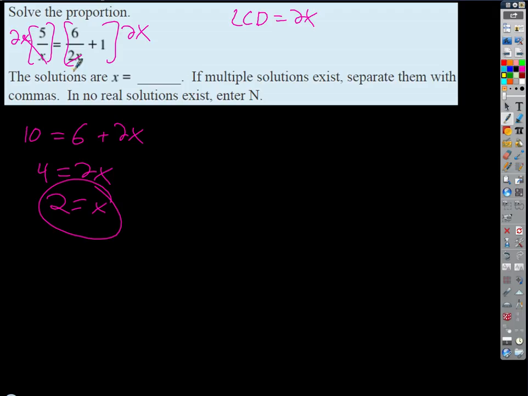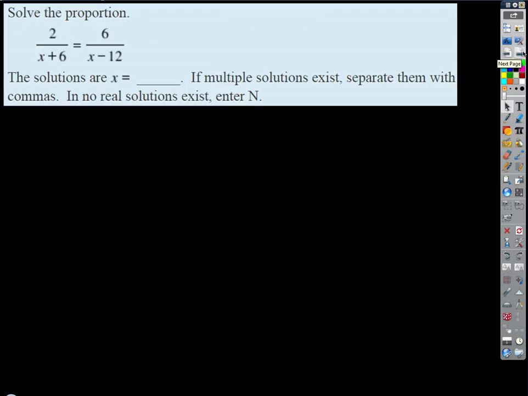What do you think? Zero, because I can't divide by 0. So if x equals 0, those fractions would have a 0 on the bottom. X cannot equal 0, but that's okay. Our solution's not 0, so it's still a good solution, right? Okay, solve the proportion.